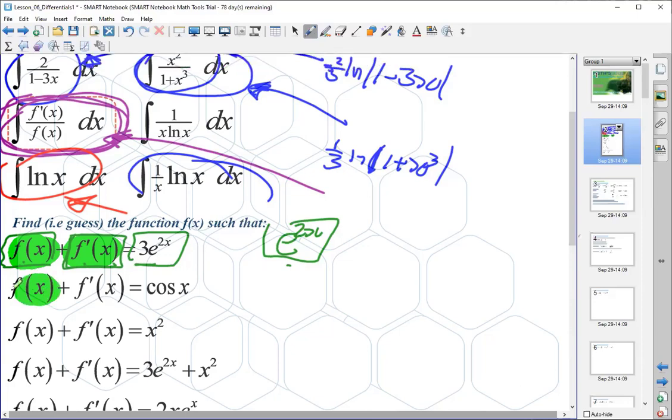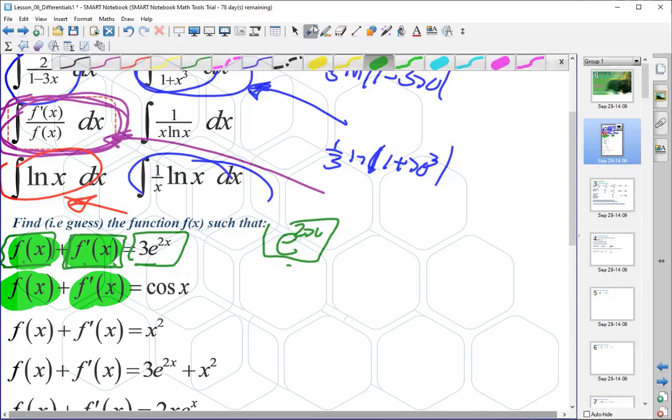All right, let's try another one. Some function plus its differential gives you cos x. Some function plus its differential gives you cos x. It doesn't matter if you're right or wrong. We're just going to start thinking about it. What might the function be? To Shane.